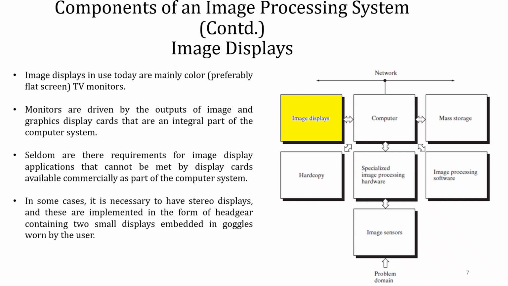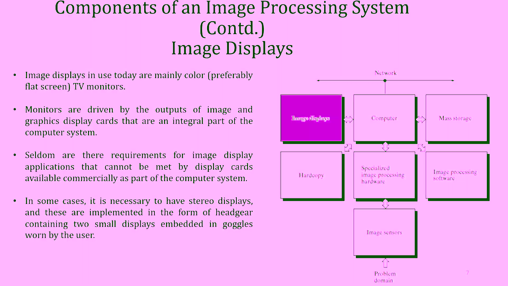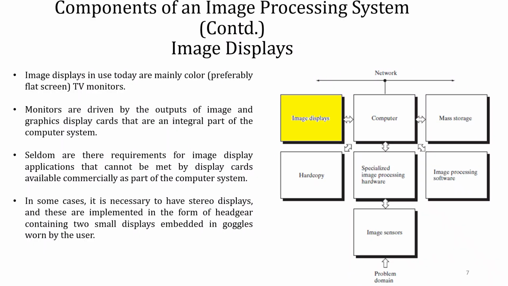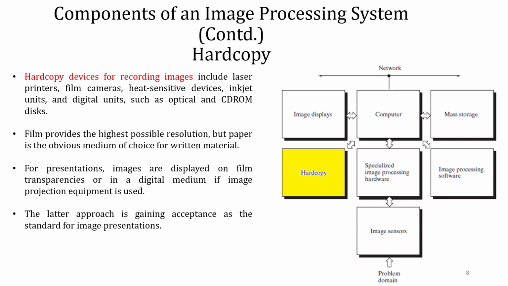Then comes the image displays block. It is just a TV monitor or laptop monitor or any system we use to view the output. Monitors are driven by the outputs of image and graphics display cards that are an integral part of the computer system. Rarely do the requirements for image display applications exceed what the available display cards can meet. In some cases, it is necessary to have stereo displays, and these are implemented in the form of headgear containing two small displays embedded in goggles worn by the user.